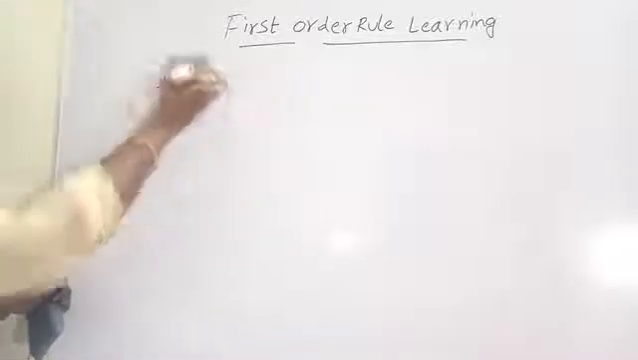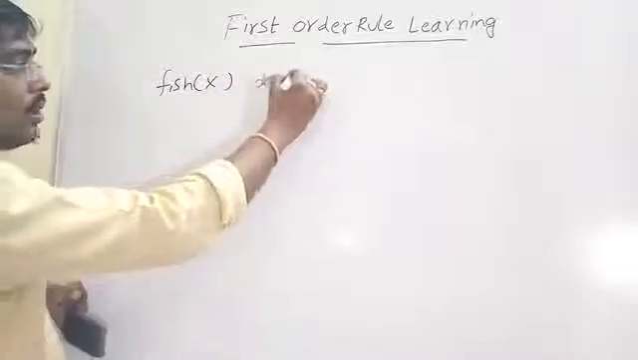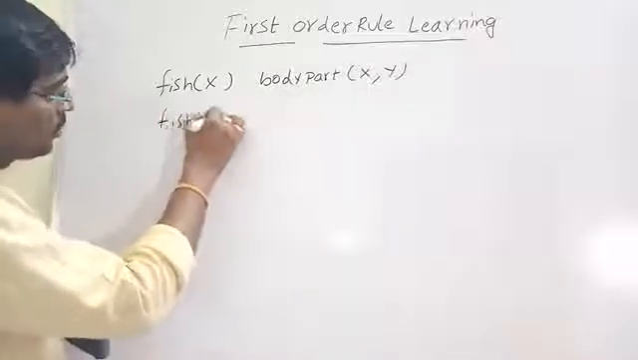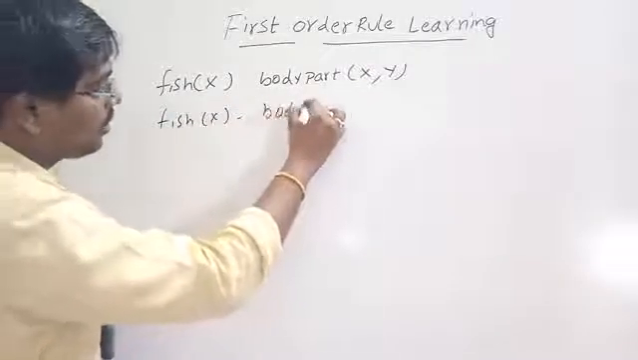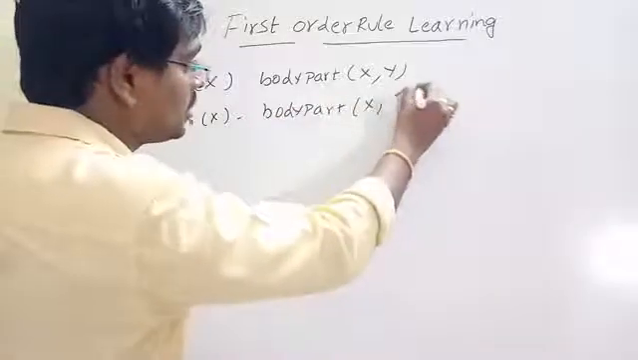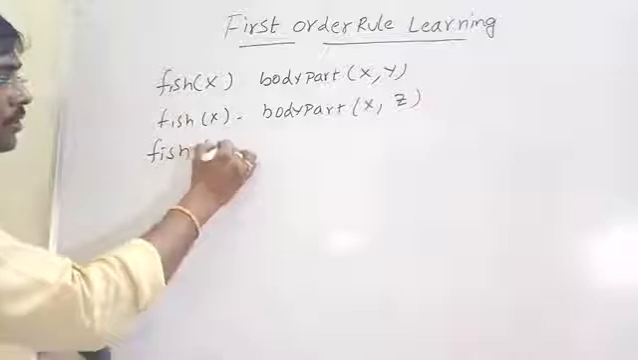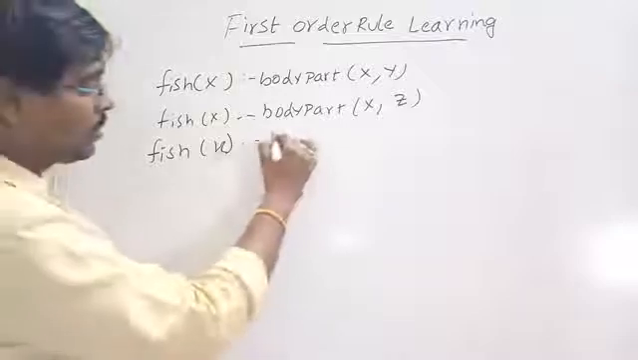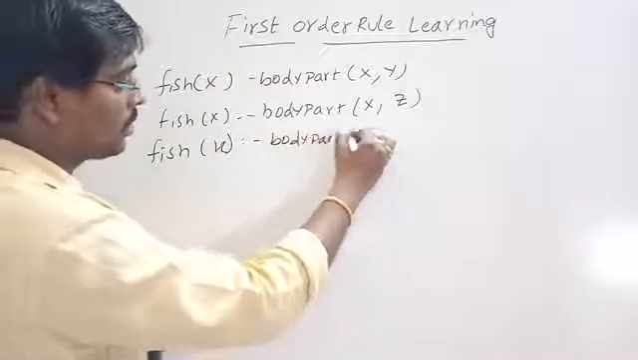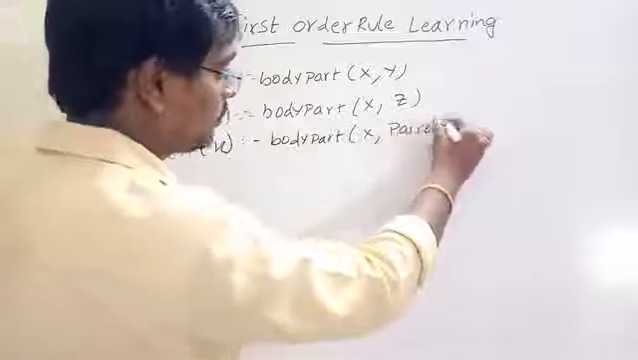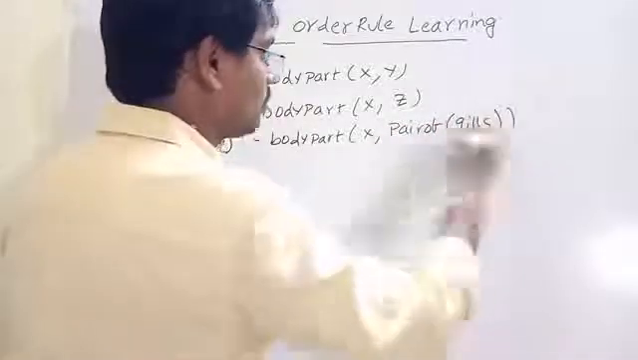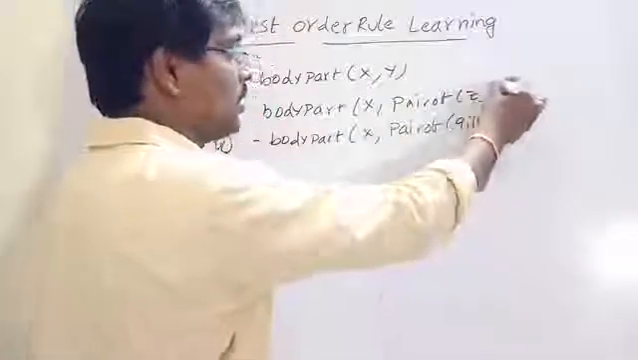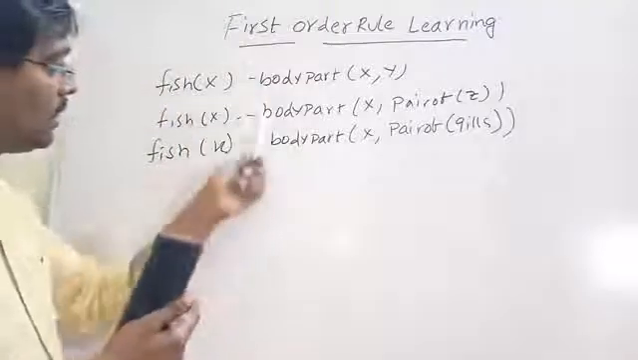Suppose fish of x, body part of x comma y. Fish of x, body part of x comma z. Fish of x, body part of x comma pair of gill. Suppose here also x comma pair of z. Consider the example. What are the meanings of this one?